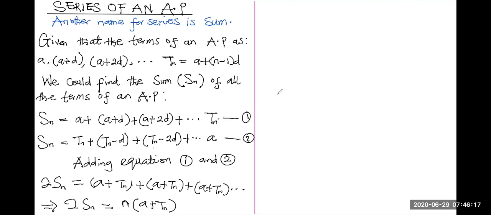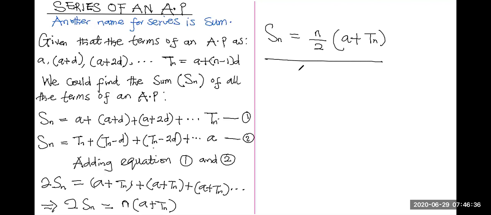All right, so when you divide both sides by 2, so you can find your Sn, you're going to have Sn equals n over 2 multiplied by (a + Tn). All right, so this will now represent the formula for calculating the sum of an AP.